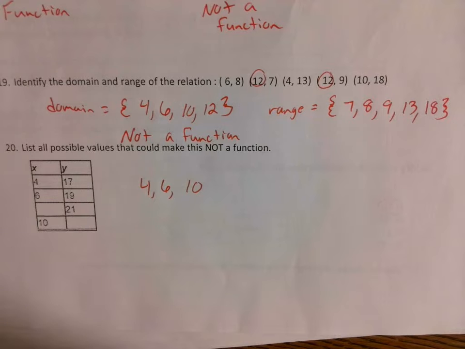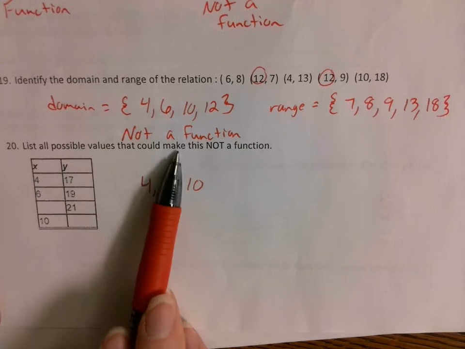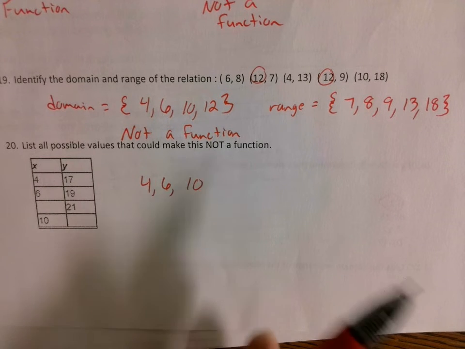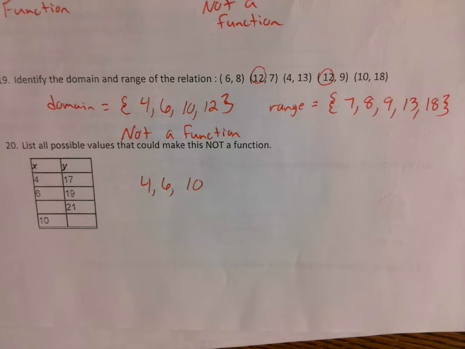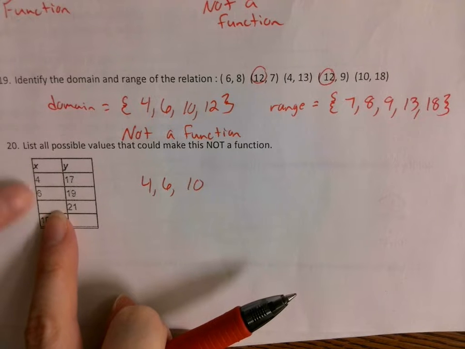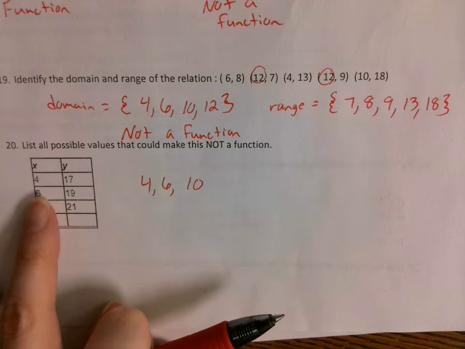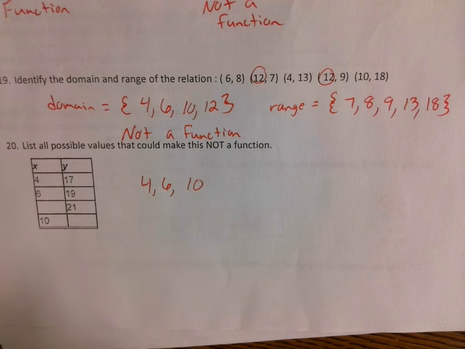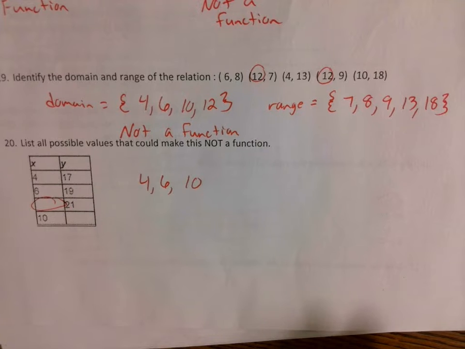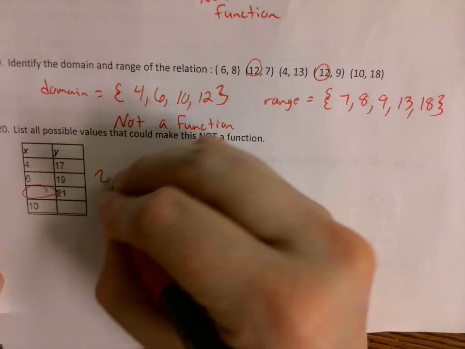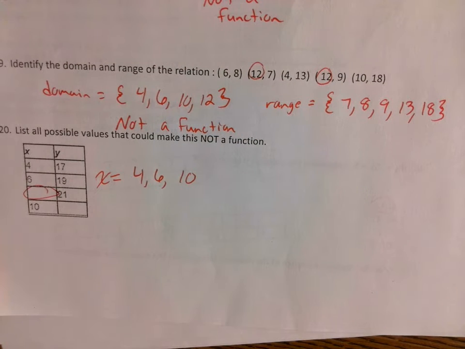Number 20, list all possible values that could make this not a function. So if I do not want it to be a function, then I can make this missing value a 4 or a 6 or a 10. Either one of those would make this not a function anymore for this value right here. So the x could equal a 4, a 6, or a 10. All right.